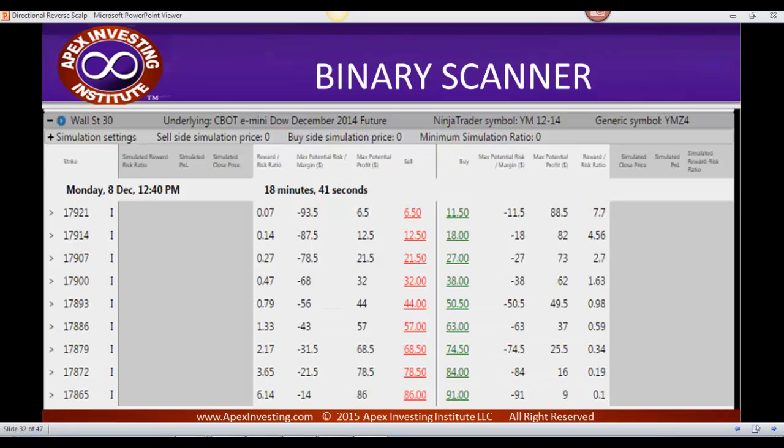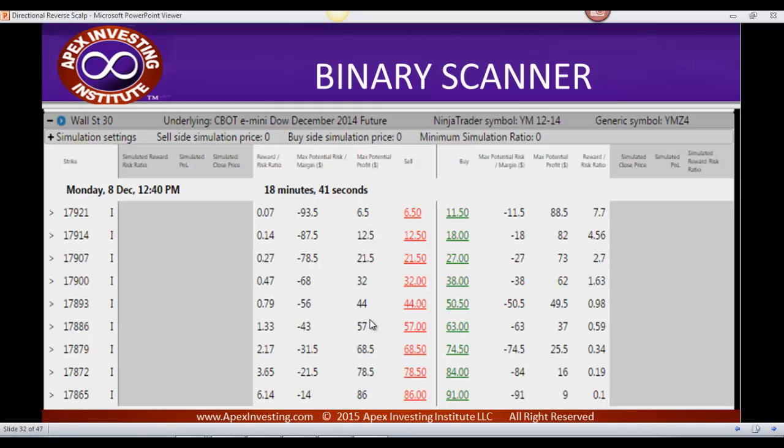But on the scanner, let's just say that this is an old example from a PowerPoint, 12:40 p.m. This is the expiration time on a 20-minute binary. Well, the market's right in here. You can always tell where the market is when a binary is priced right around 50 bucks. That is what we call at the money. So that's about where the market is. So the market's right here for now. But I know it's volatile. It's going up, it's going down.